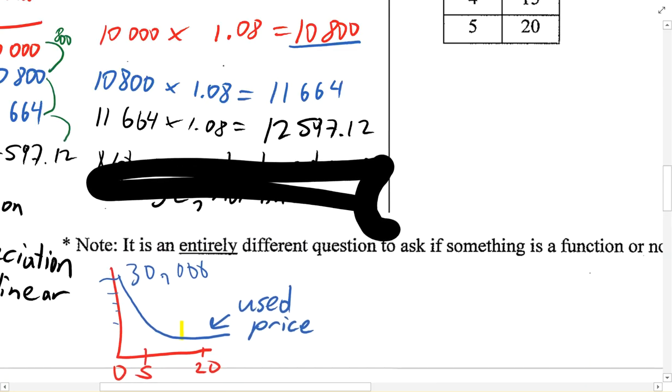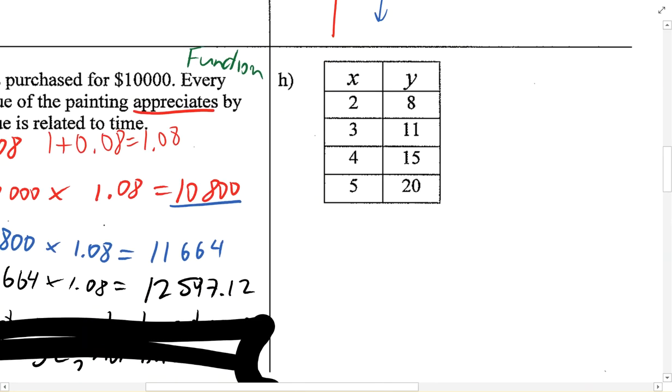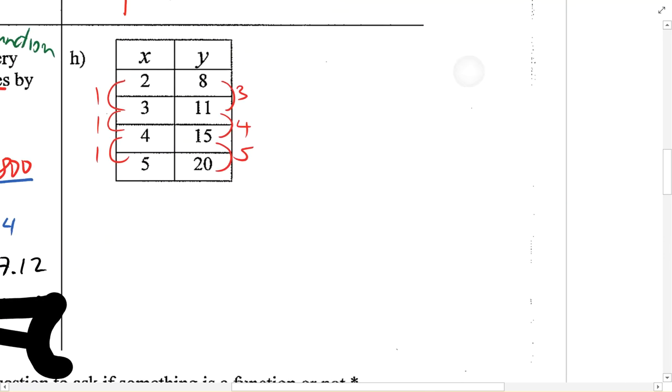All right, so next one here. So for H, if you're just given the points, look at your rate of change, see if it's constant. Here we're going up by ones. What are we going up by here? 3. Then what are we going up by? 5. So it's not linear. So your slope equals, don't know. It is not a constant rate of change.